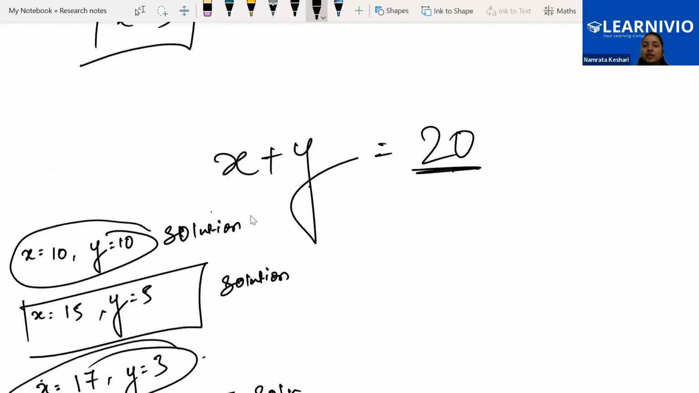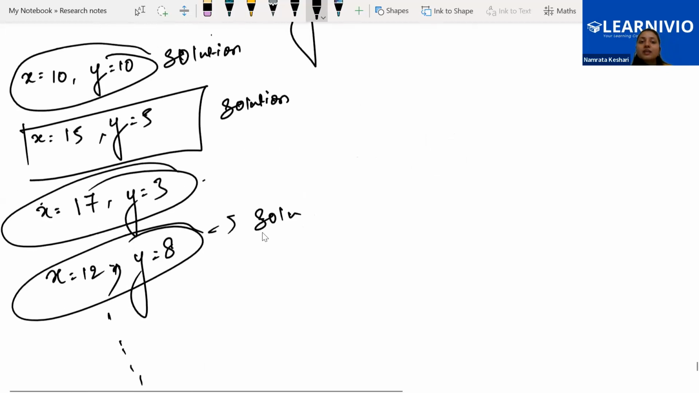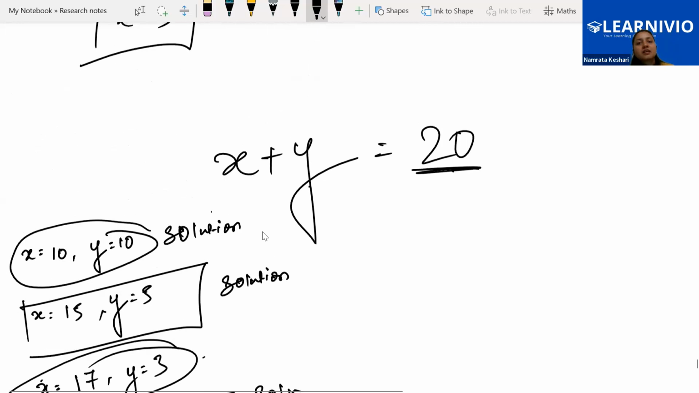But when we have a linear equation in two variables, apart from x we have to focus on y also. What will be the value of x, what will be the value of y, how we are going to solve it, we will talk about that. But let's guess what can be the solution. I guessed x equals 10 and y equals 10 is a solution. Then my students guessed x equals 15 and y is 5. Other students said x is 17, y is 3.